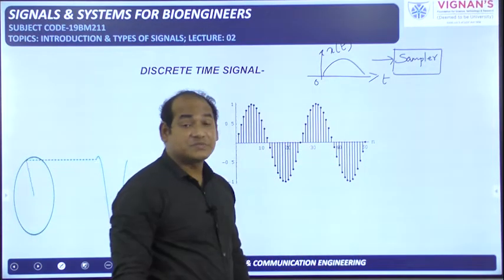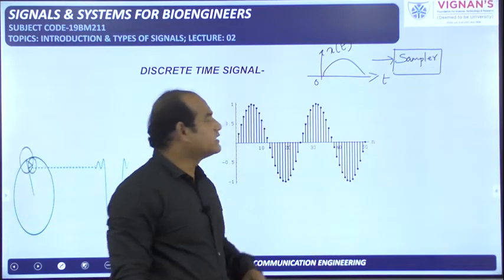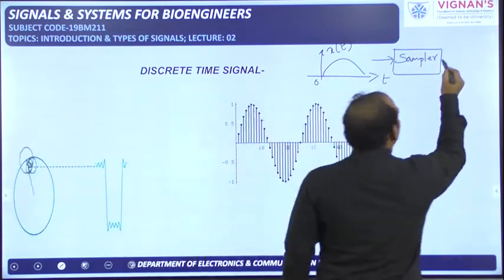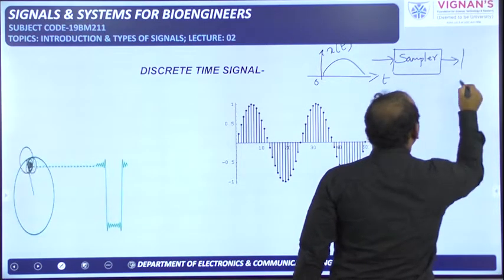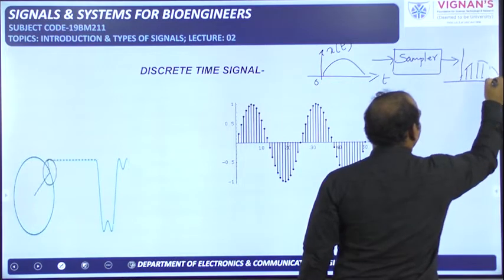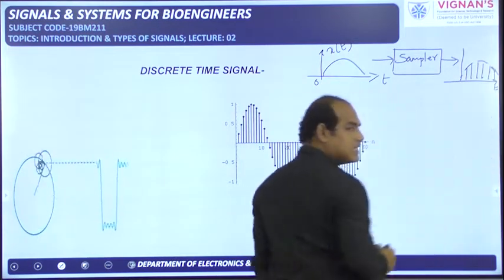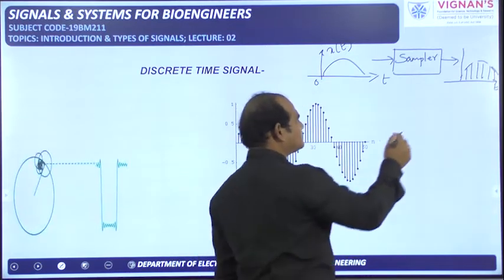Sampler is the device which performs sampling based upon the sampling theorem. All those things we will see later. So it will produce the discrete signal. The discrete signal may be like this. All the samples will be available. This is just an envelope. It is not the part of the signal. That is just an envelope.